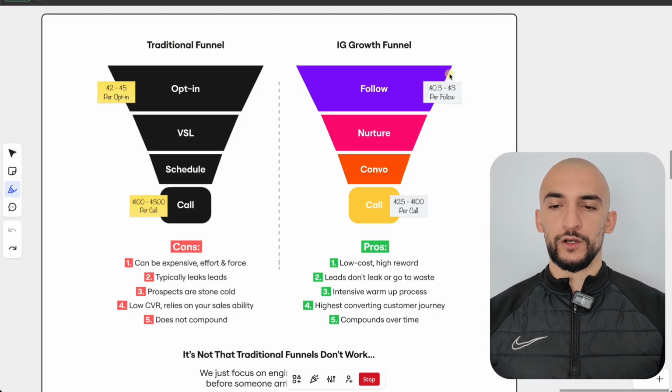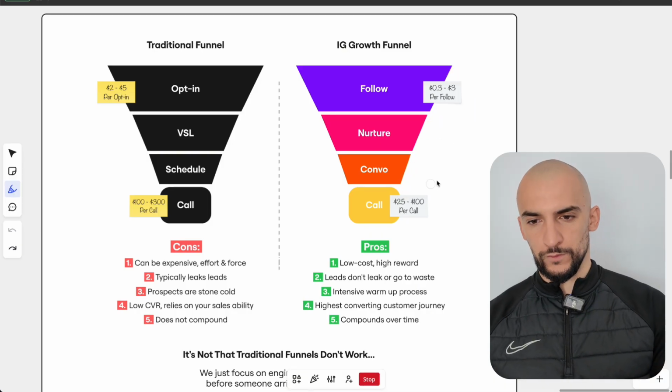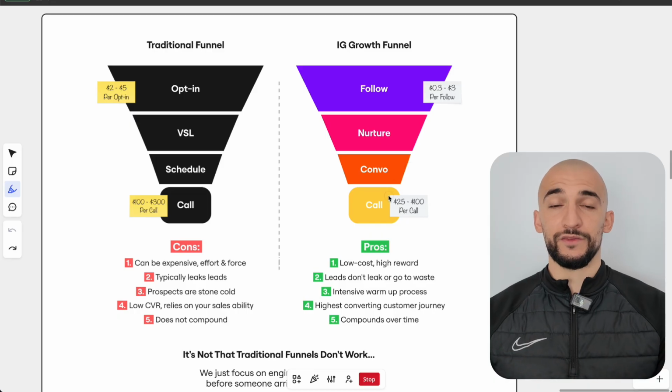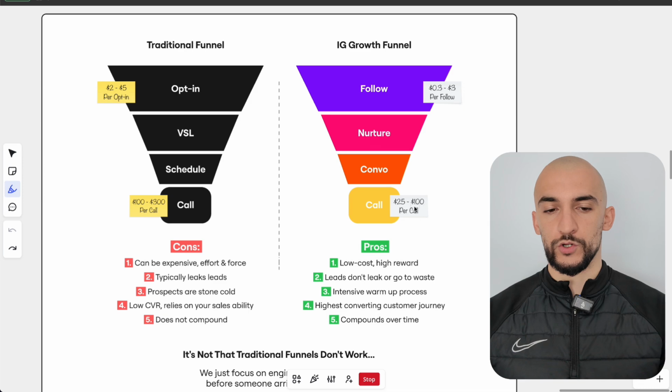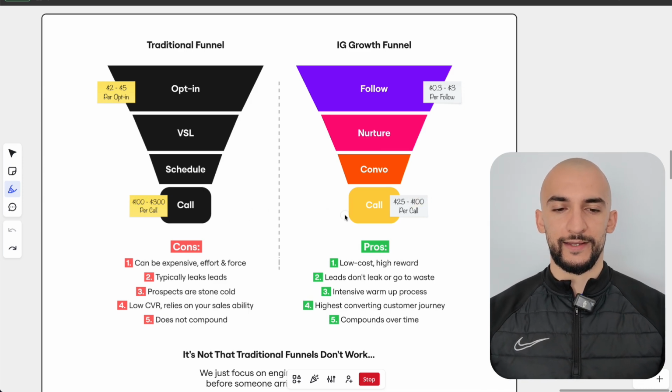So we go from the follow to the nurture, to the conversation, to the call. And with this Instagram growth funnel, you're looking at paying anywhere from $25 to $100 per call. And you might say, well, that $100 isn't far off the $100 that we're paying here.